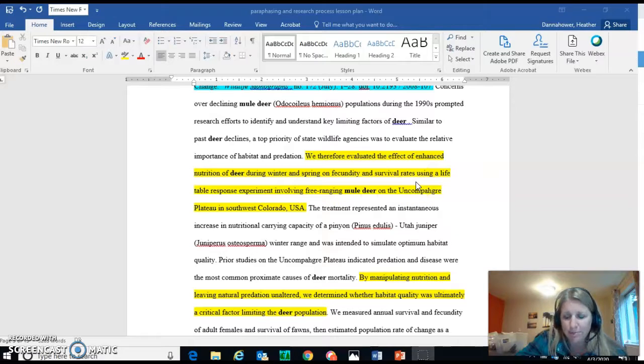This is a wildlife specific term. Fecundity would be how many offspring a doe mule deer could produce. So they're looking at basically birth rates.